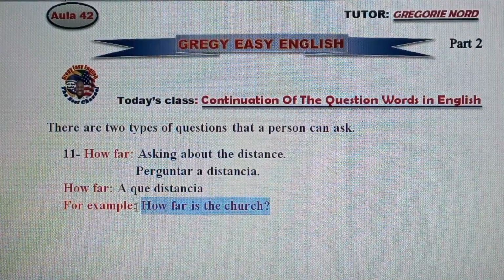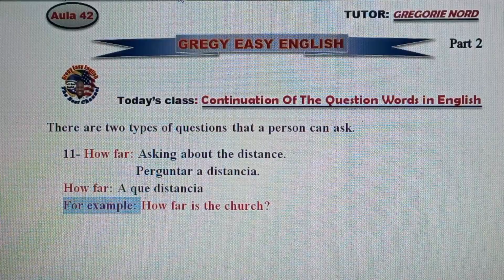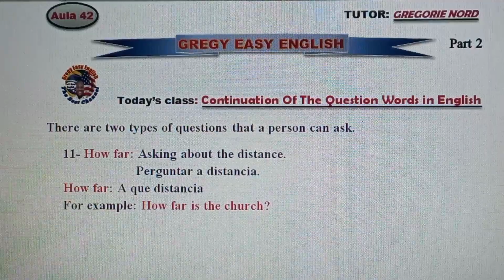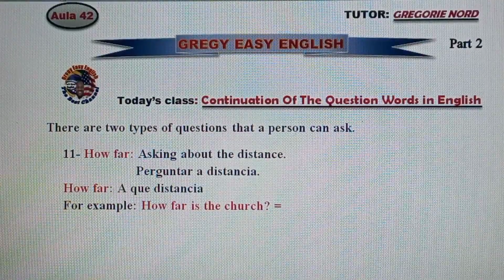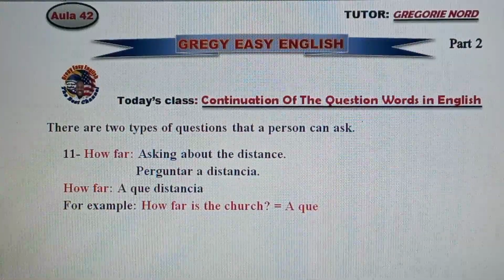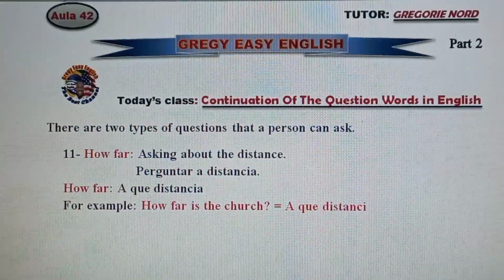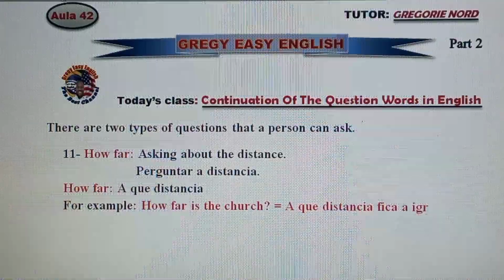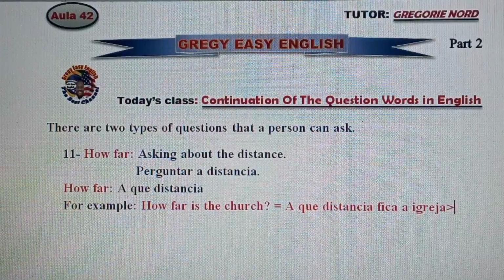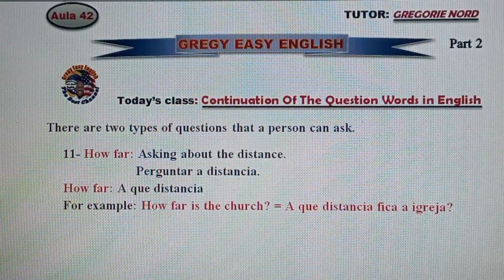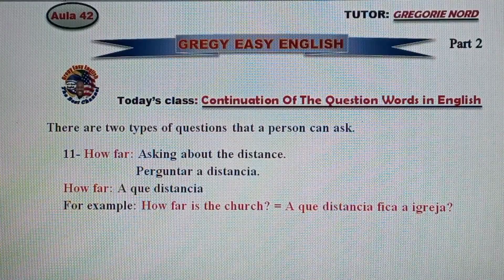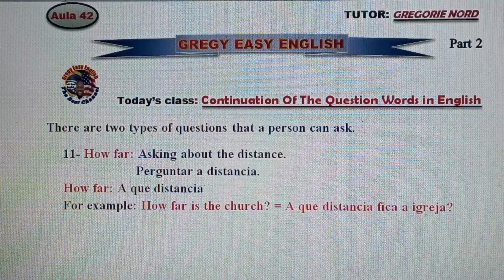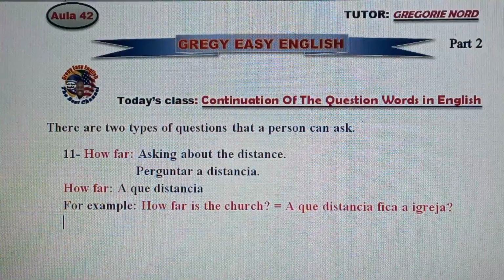É uma pergunta que tem a ver com a distância. Ok, o que significa how far is the church em português? How far is the church significa a que distância fica a igreja. Vamos responder, pessoal? Vamos lá?